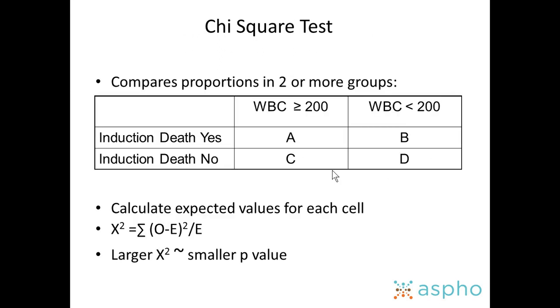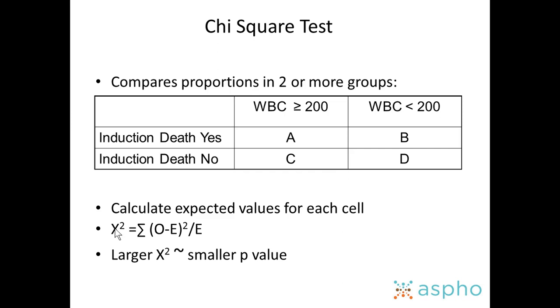So in a chi-square test, what test statistic do you think we would calculate? It's going to be the chi-square statistic. So here we've got a 2x2 table. This is the most common thing that you're going to see. Let's say that the question that I want to ask is, is hyperleukocytosis, defined by a white count greater than 200,000, associated with induction death? Yes or no?